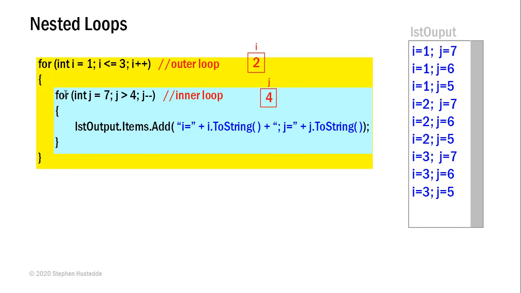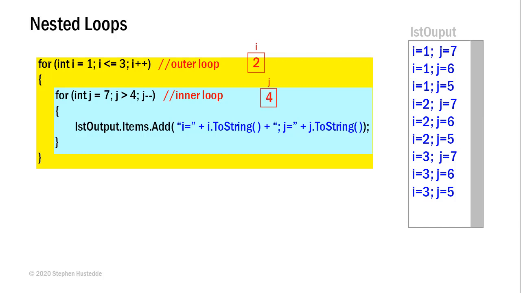Comes back in, it's going to execute this inner loop, except for now it's going to reset j to the value of 7. This is kind of a fresh new loop here. And so j equals 7 and I equals 2, and that's going to be our output string, and we get I equals 2, j equals 7. Now the inner loop is going to execute again. It's going to decrement down to 6. And we get I equals 2 and j equals 6. Next time through, I equals 2, j equals 5.